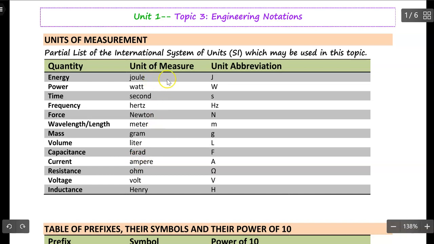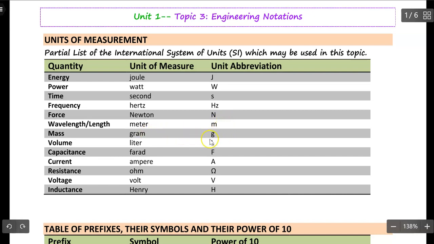Okay, so the abbreviation for joule would be J, and then watt is W, second is s, hertz is capital H with a z. Newton for force is actually the capital letter N. So I would like you to remember that if it's a capital, then it's meant to be a capital. If it's a lowercase, then it's meant to be lowercase. So let's say meter's abbreviation is the lowercase letter m, then leave it as a lowercase letter m.